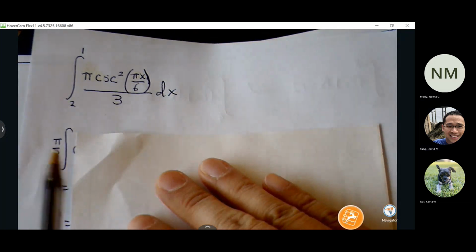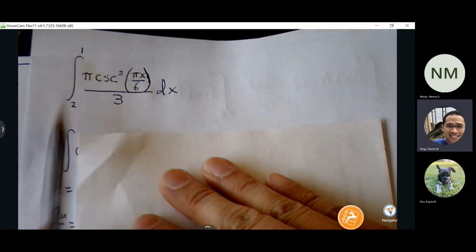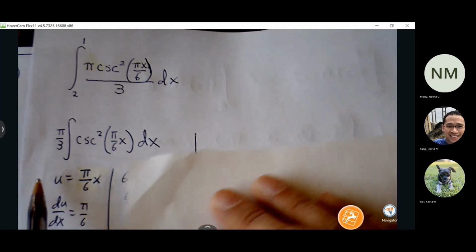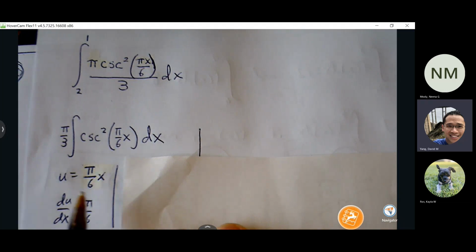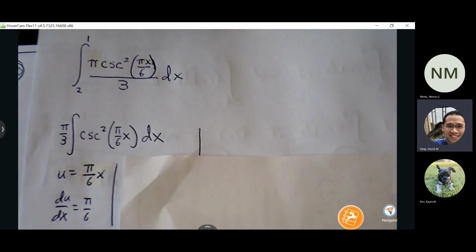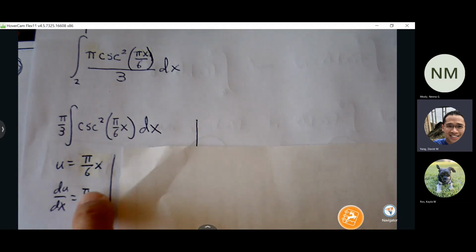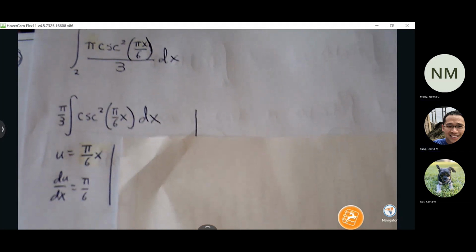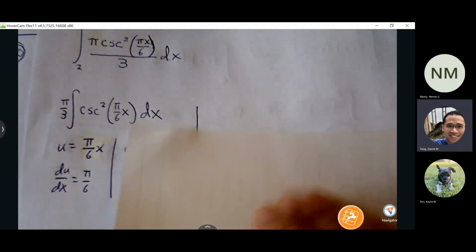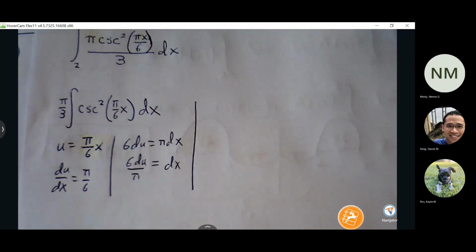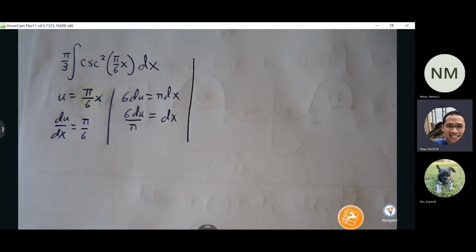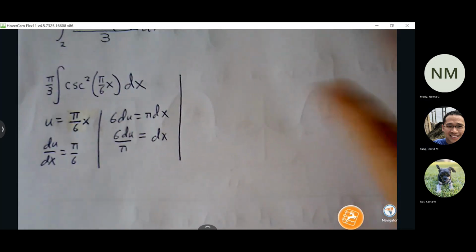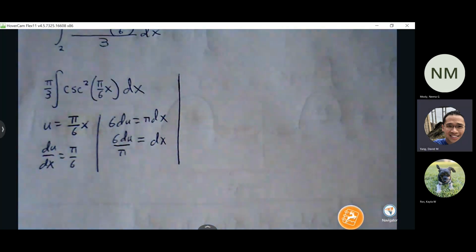Pi x over 6. And I'm also going to rewrite this as well. I'm going to push that pi over 3 out in front. Exactly right. So pi over 6x is our u value. And so we find the derivative. I can push that pi over 6 in front. Understand that's just the coefficient. du dx equals pi over 6, cross multiply. 6 du equals pi dx. Solve for dx equals 6 du over pi. Let's make our substitutions.